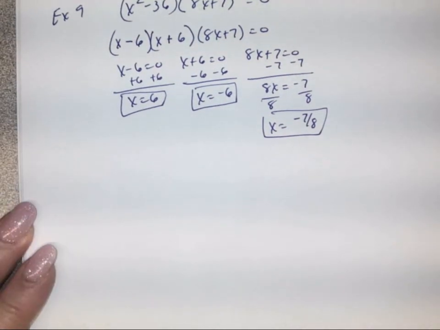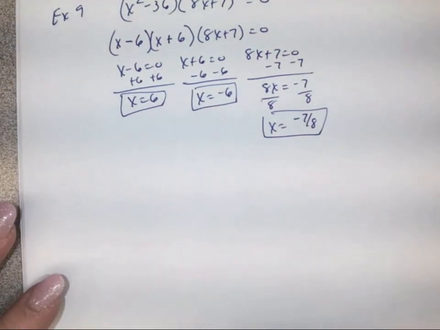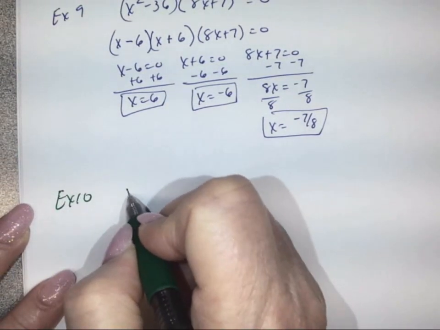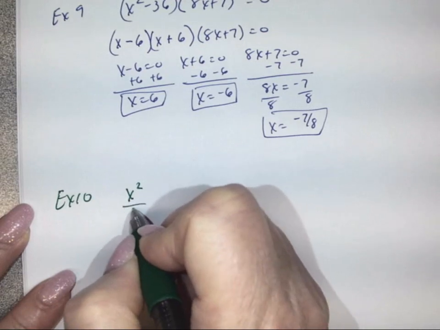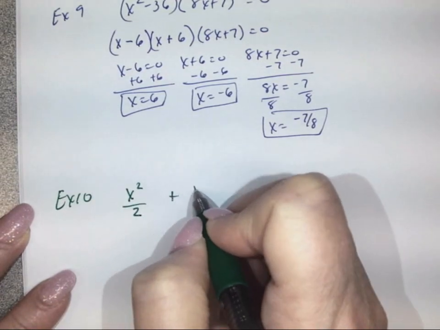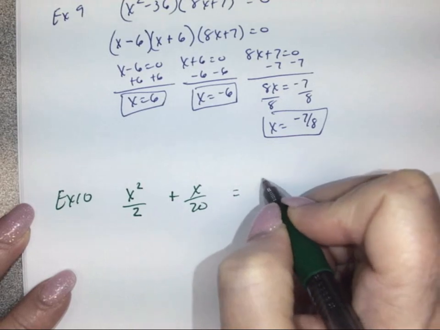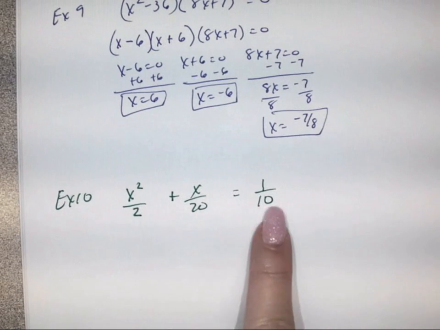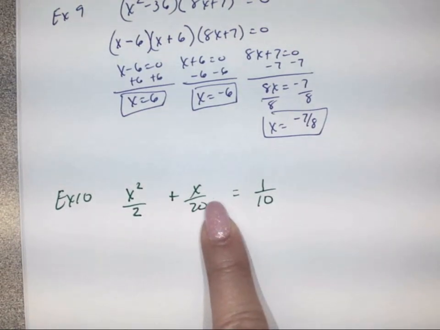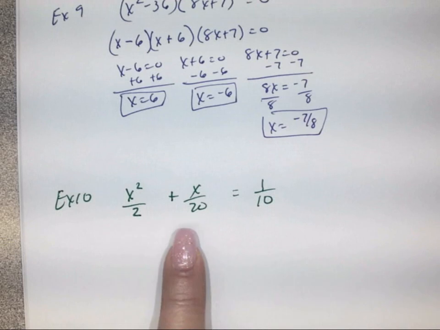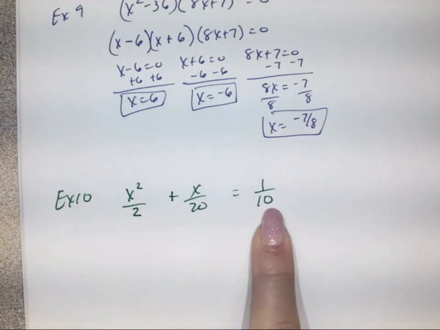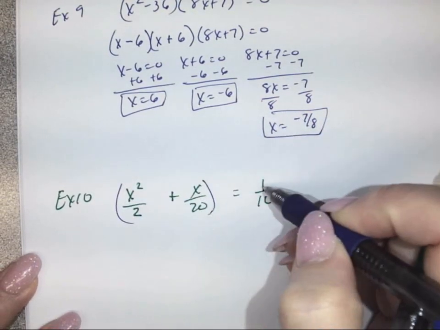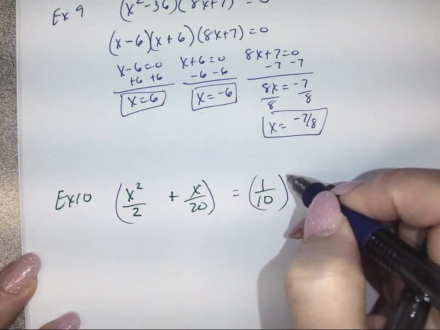All right, let's look at number 10. Here we have x squared over 2 plus x over 20 is equal to 1 over 10. Now for this one, what we want to do is get rid of our denominator. So what would a common denominator be here? Well, our biggest number is 20. 20 does divide by 10, and it divides by 2. So let's multiply both sides, or all 3 terms, by 20.